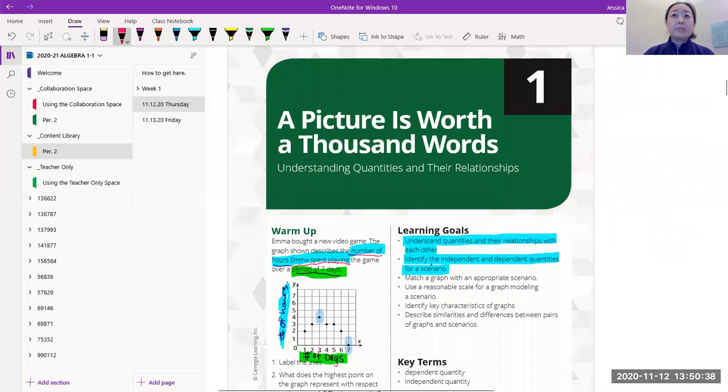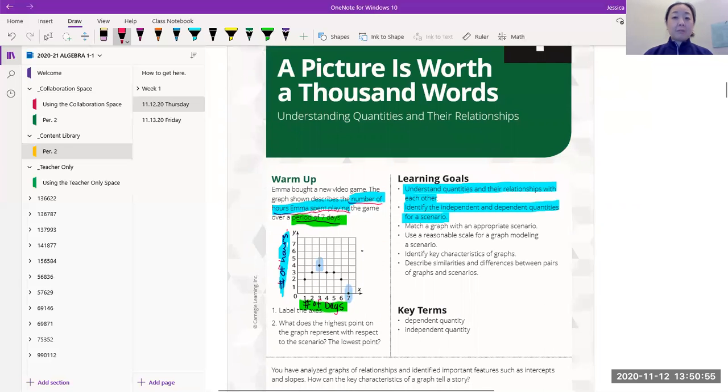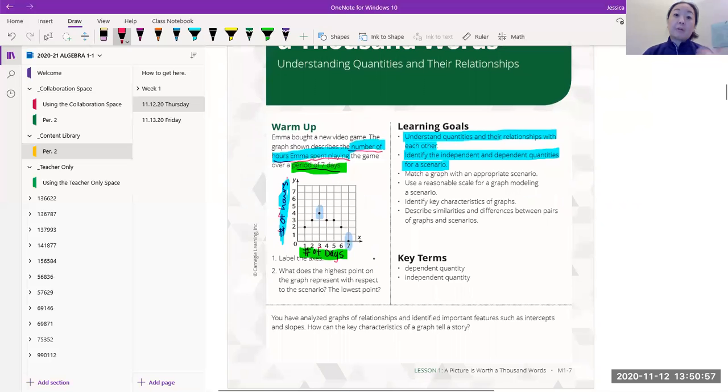Today's lesson was A Picture's Worth 1,000 Words. This is the first lesson in the first unit. All right, and the learning target today is going to be understanding quantities and their relationships with each other. Also, identify the independent and dependent quantities for a scenario. For the warm-up, we had done this graph thing right here. Normally, I would call it a do now, but we already did the do now.